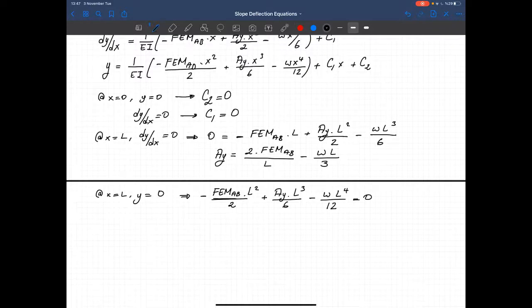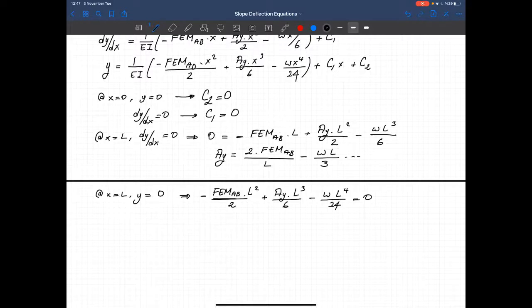I think I have to make a correction. Right, this should be 24. So this should be 24. Sorry for that. Okay. Now we should be okay.